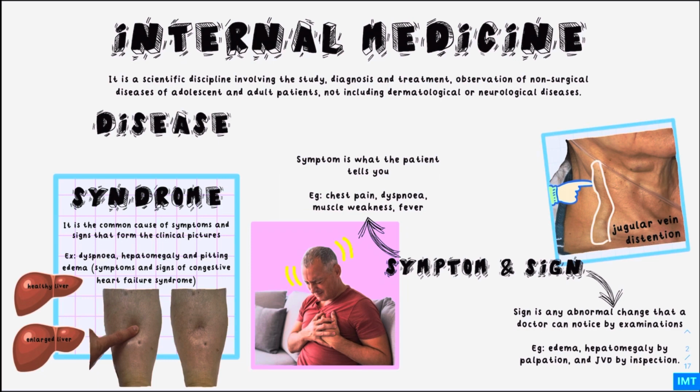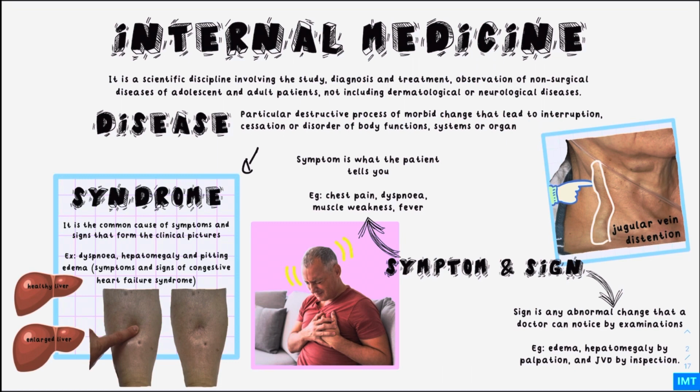Next, let's talk about syndrome. What is a syndrome? Look here. Okay, a syndrome is the combination of symptoms and signs which form the clinical picture. For example, dyspnea, hepatomegaly, and pitting edema, which is swelling of the leg. These are symptoms and signs of congestive heart failure. All of this will come together and form a disease.